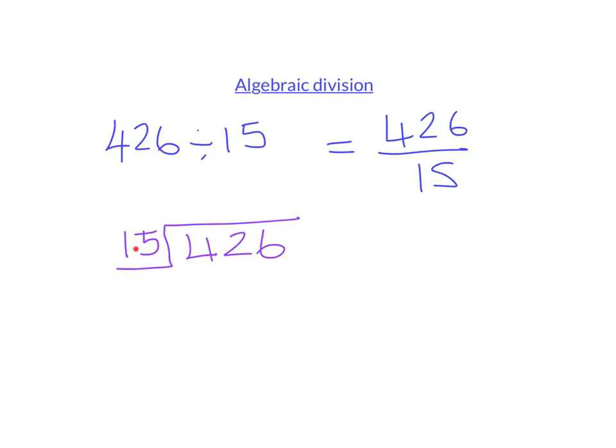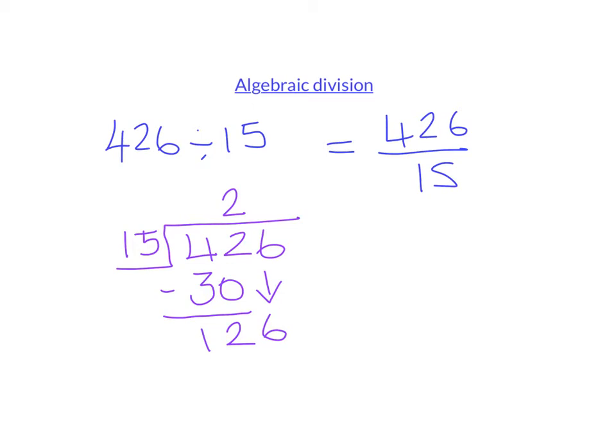Or what would I multiply 15 by to get something close to 42, but less than? So 15 times 2 would give me 30. So I'm going to subtract that from the 42 and see that I've got a remainder of 12. That carries on, and I'm now going to introduce the 6.